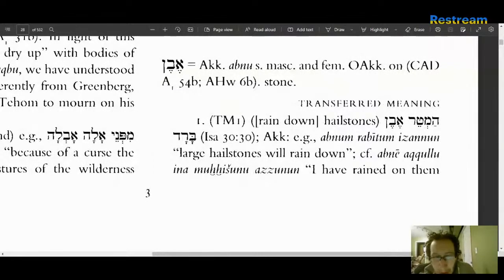So in the Old Testament, we see the phrase Hemtar Abin Barak, it looks like. So this is rain. A stone will rain down. Let's see. And then Akkadian, okay, they translate this right here. Let me look at Isaiah 30:30.